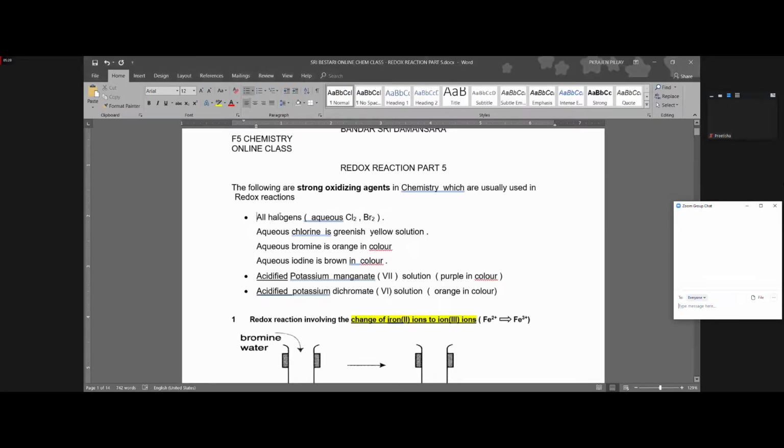All the halogens, please highlight, all the halogens are strong oxidizing agents. But usually we only take chlorine and bromine because iodine is a bit weak. Okay, but the two famous halogens. All right, aqueous chlorine, I told you, it is greenish yellow, light green solution. All these are in solution form. Aqueous bromine, I told you, it's orange.